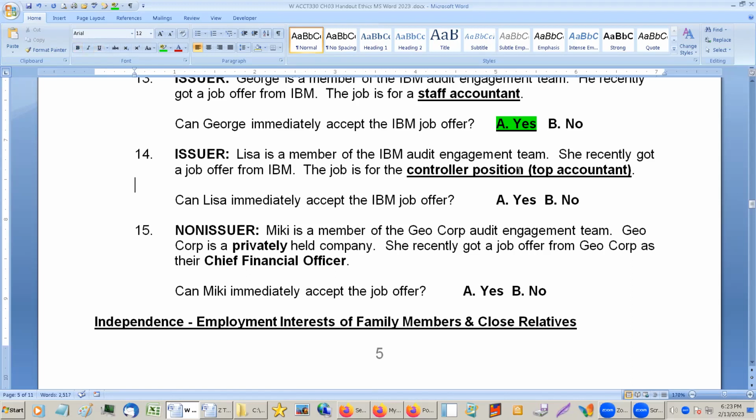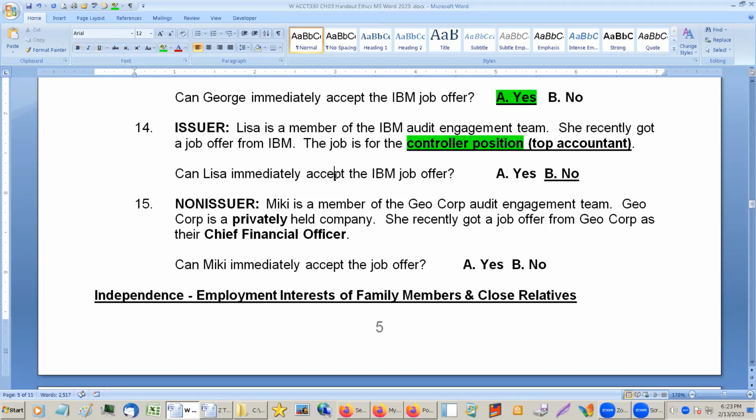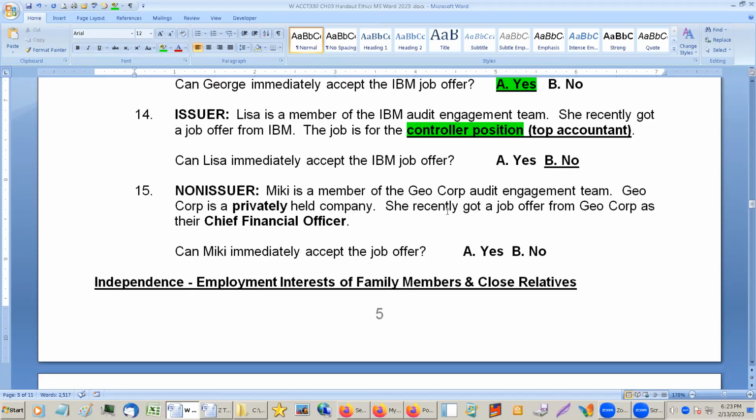So controller is usually the top accountant person. That's obviously going to be a key financial position, so they must be offered an entire audit cycle, which may be up to almost 2 years, depending on when the offer was given.